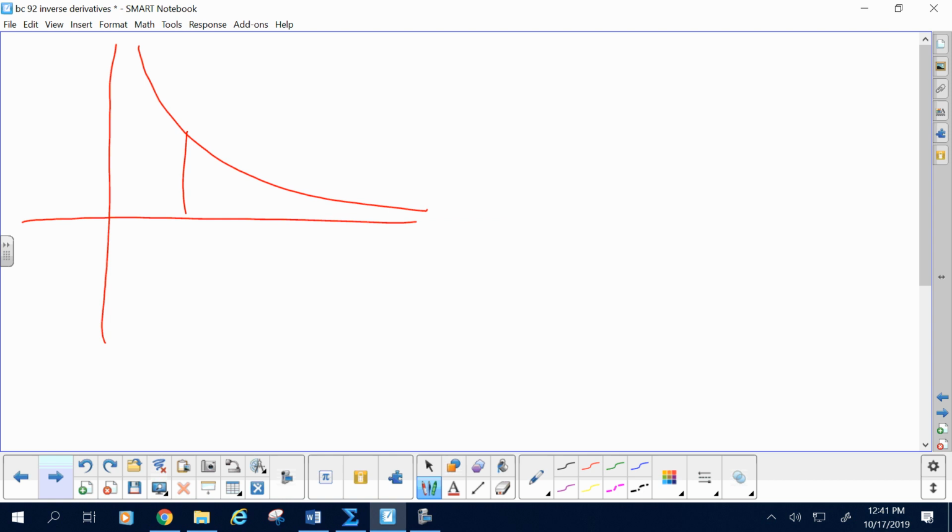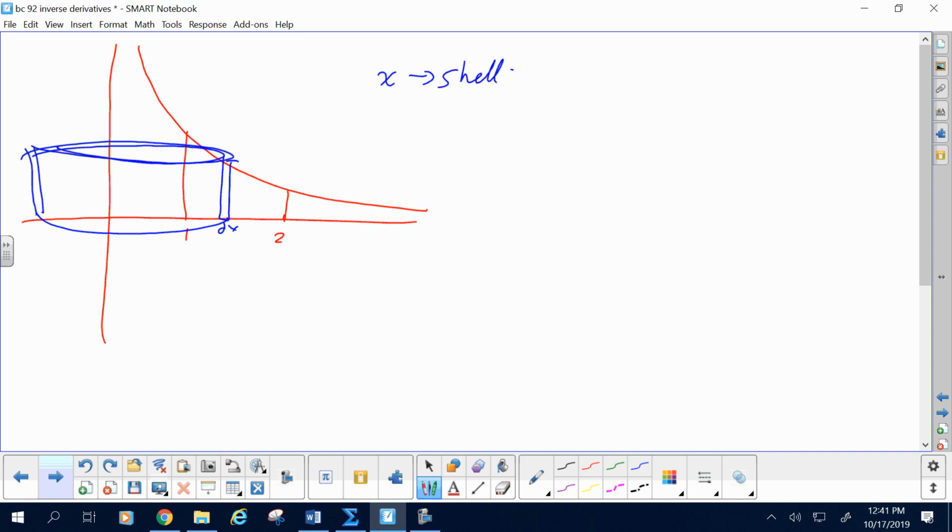So here's 1, here's 2. All right. I still am struggling getting people to draw rectangles. They feel like it's not necessary, and it is the idea. It's the big thing that gets you going. So if I draw a rectangle this way, which would mean dx, and revolve it, then what's made? Shell. So if I use x, I get shells. Okay?